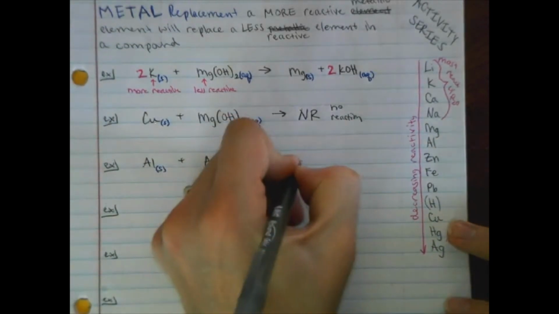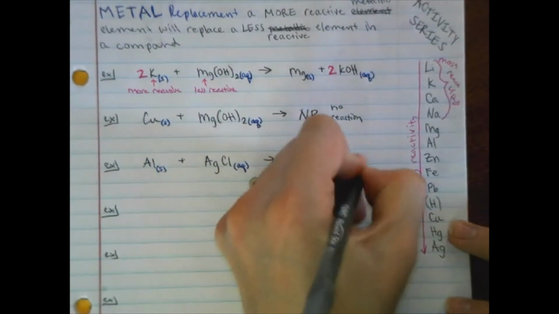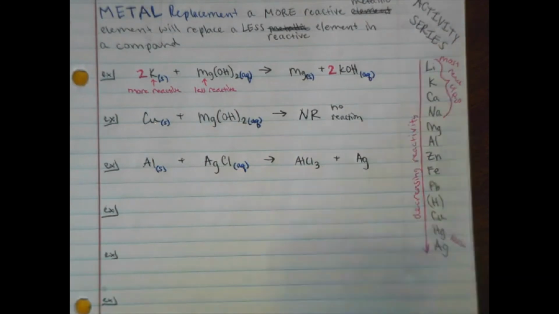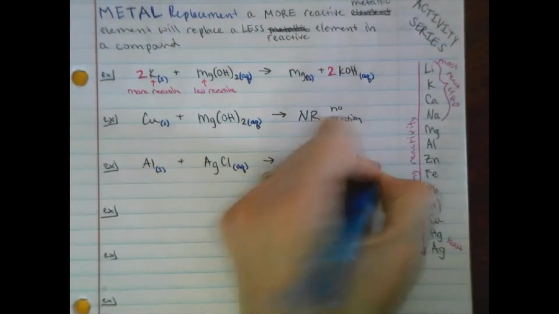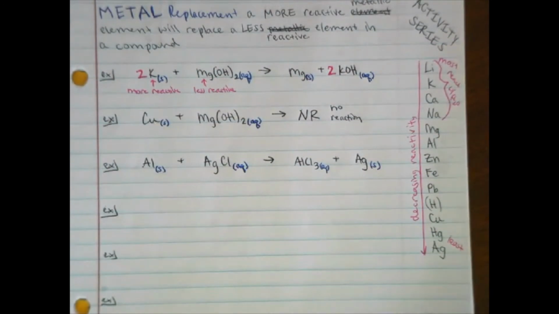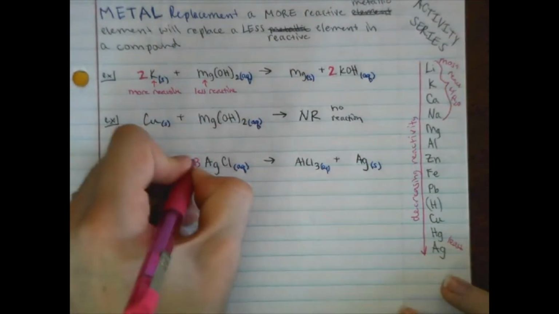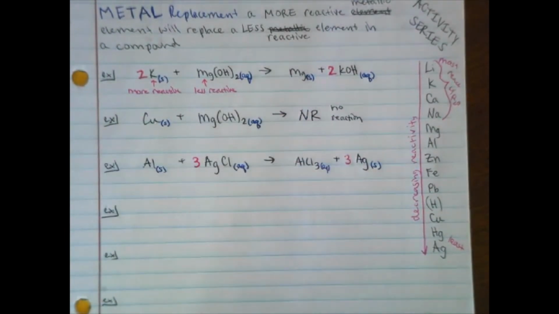We'll make AlCl3. We're going to kick out the silver. Silver has to go hang out by itself. And that's your reaction right there. Okay, your aluminum chloride will be aqueous. Your silver will, of course, be solid. Okay, to balance this, we're going to need 3 silver chlorides, which means we'll produce 3 silvers.